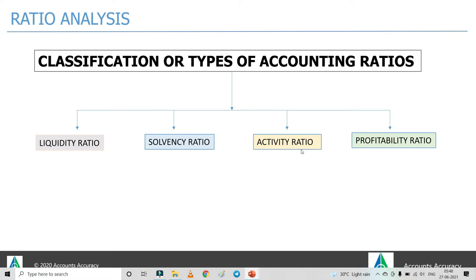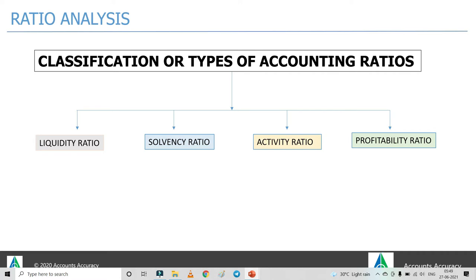Next comes your activity ratio. Now this tells us what the company's situation is, whether the company is going higher and higher or going lower in terms of transactions, that is, what the activity position of the company is. Last is your profitability ratio, and you know that profit is the blood of business. That is why profitability ratio is calculated in order to know about the profit position of the company.